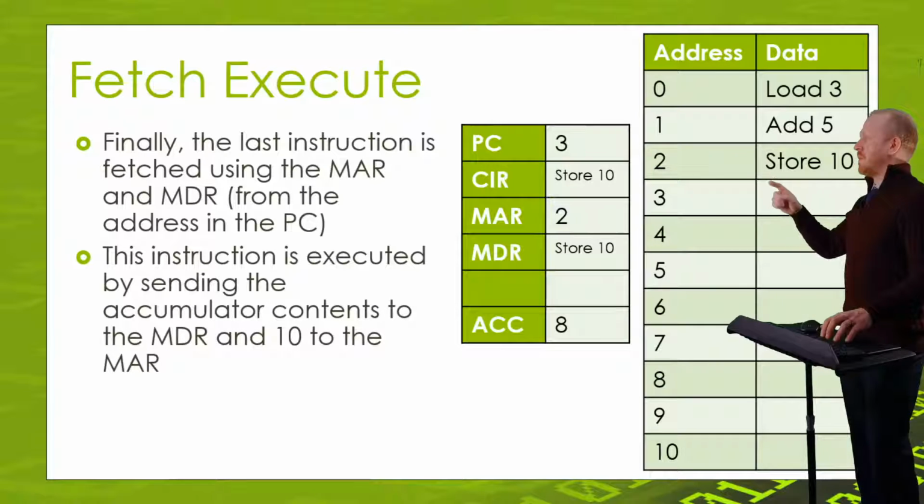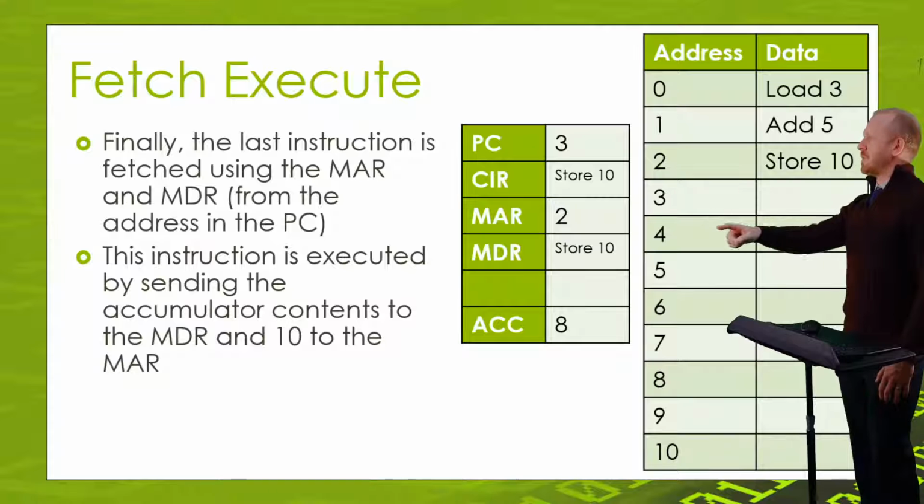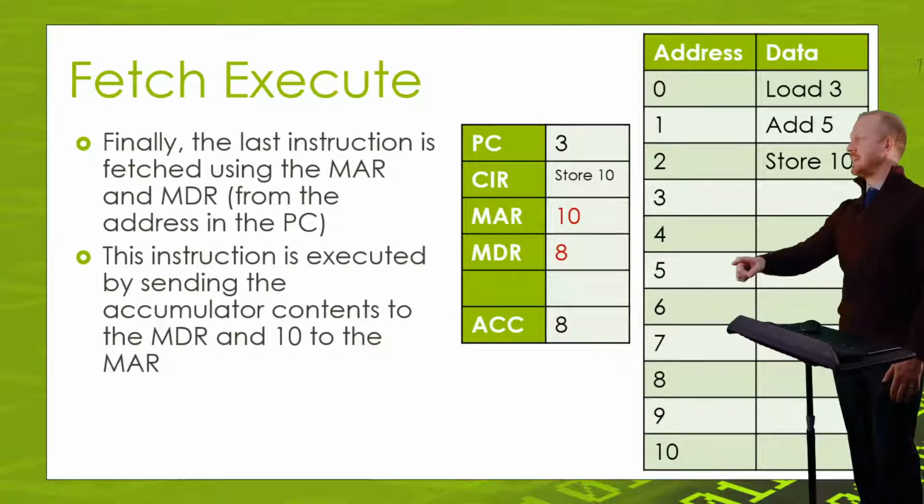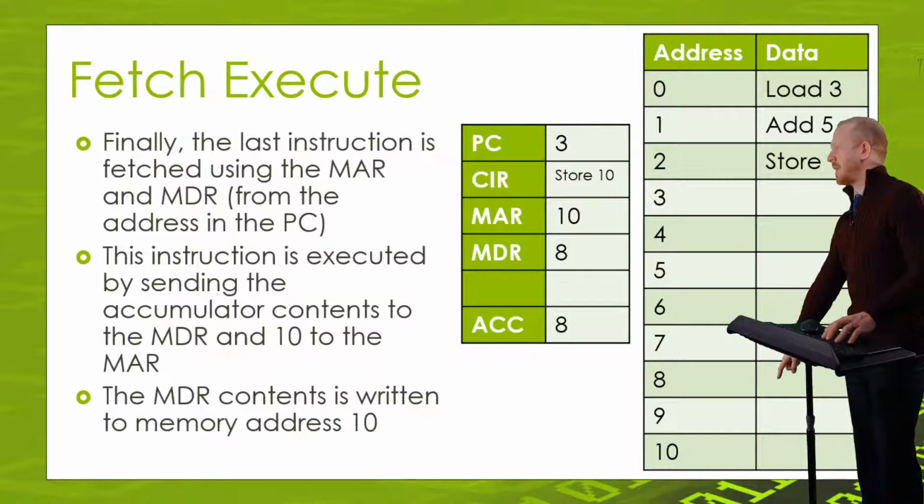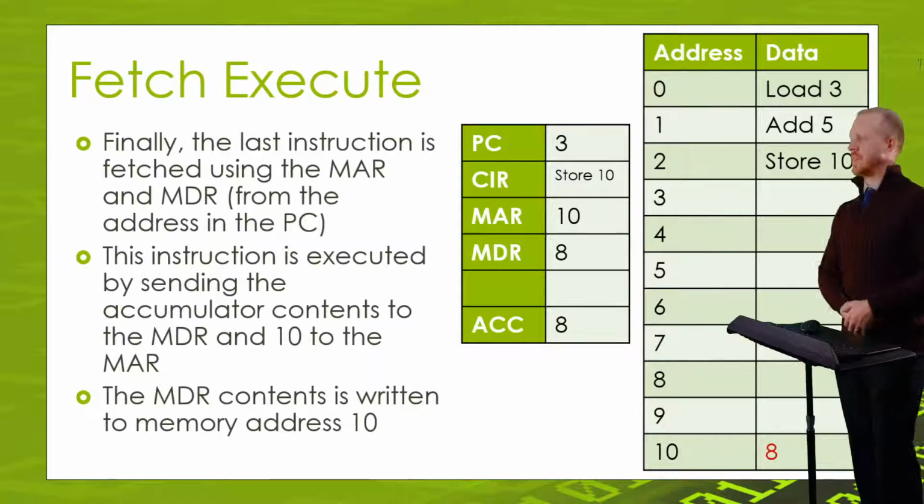So with 2 in the memory address register, there it is, 10 in the memory address register and 8 in the memory data register, that will send that over to RAM so that 8 will appear in location 10. And there it is. So that's how fetch and execute works.